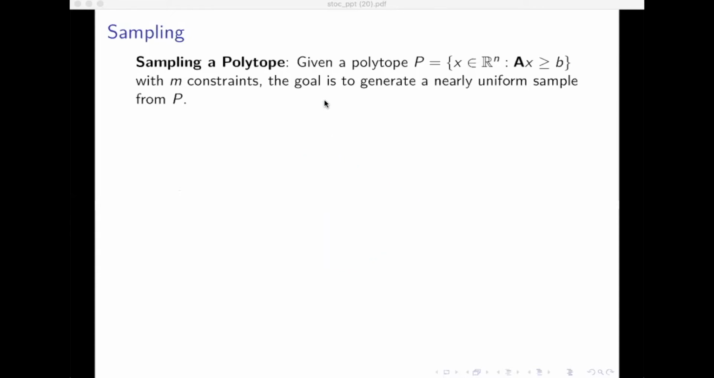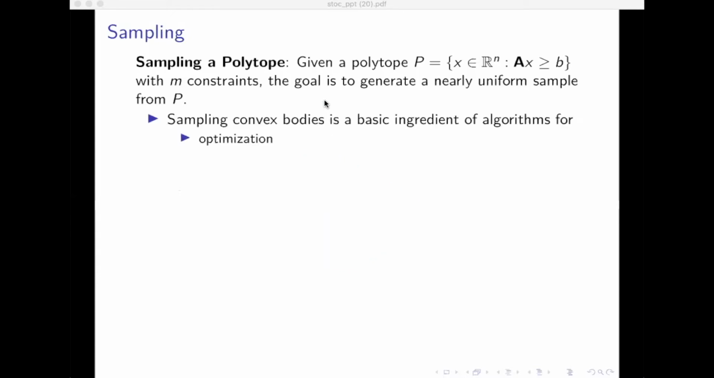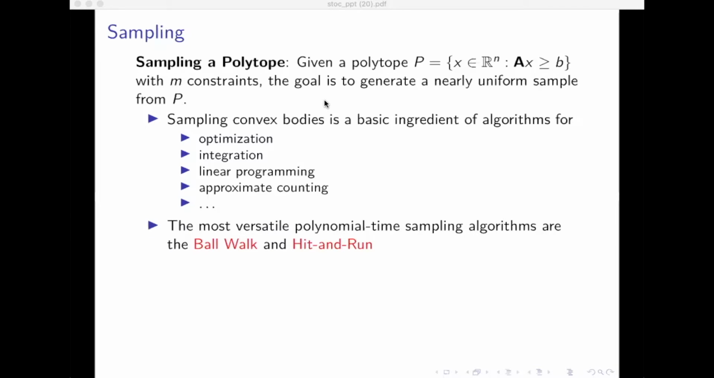Sampling convex bodies is a fundamental problem and a basic ingredient of algorithms for optimization, integration, linear programming, approximate counting, volume computation, etc. Two of the most widely used polynomial time sampling algorithms are the ball walk and hit and run, which work for any convex body.